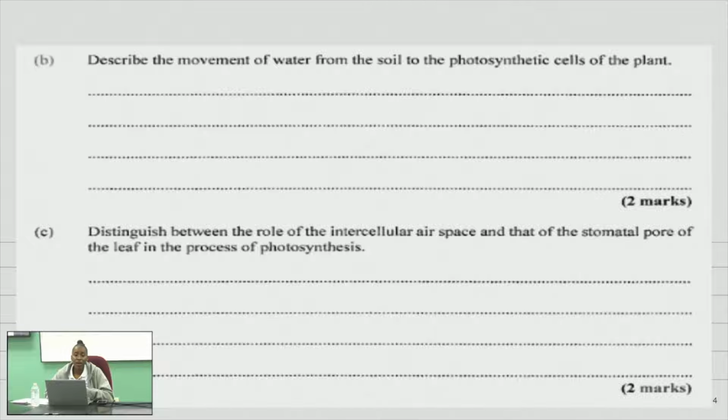While your intercellular air spaces tend to be found in the spongy mesophyll layer of your leaf, what they do is act as a gaseous exchange surface area, which helps to increase the rate of gaseous exchange. Okay?